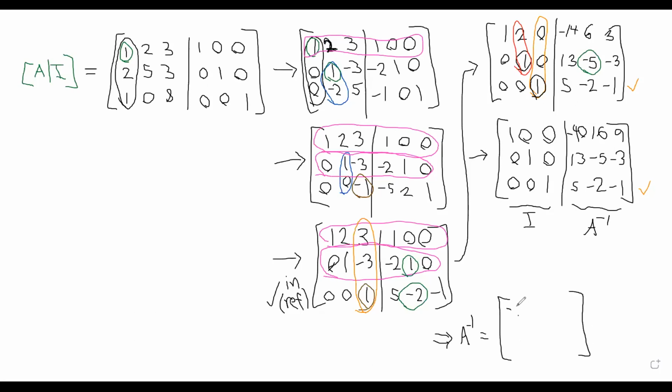A inverse is -40, 16, 9, 13, -5, -3, 5, -2, -1. Okay, and so that is A inverse.